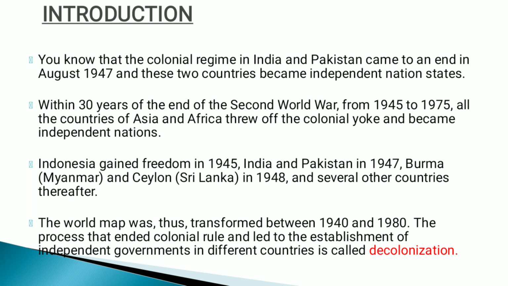Indonesia gained freedom in 1945, India and Pakistan in 1947, Burma, Myanmar, and Ceylon, Sri Lanka in 1948, and several other countries thereafter. The world map was thus transformed between 1940 and 1980. The process that ended colonial rule and led to the establishment of independent governments in different countries is called decolonization.